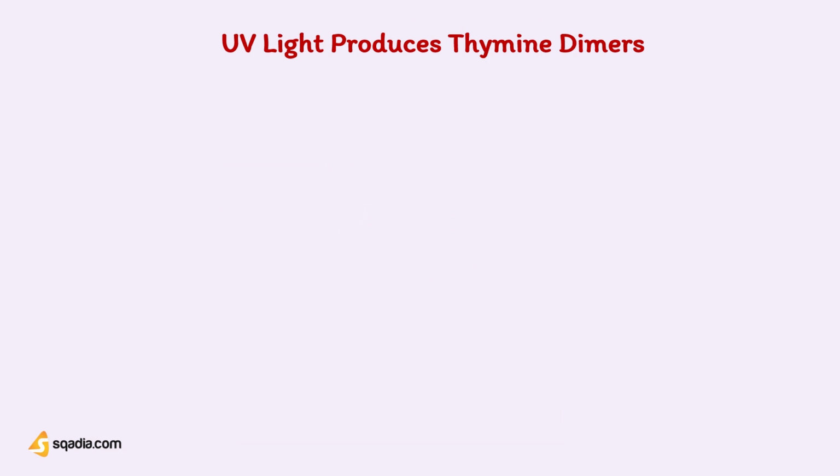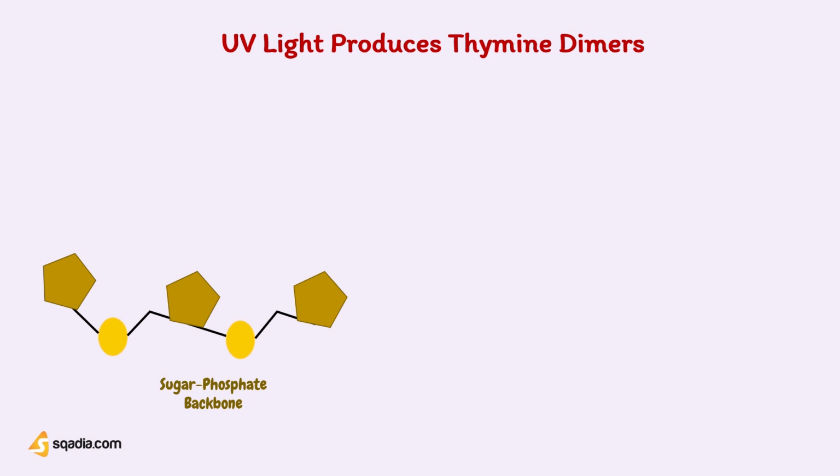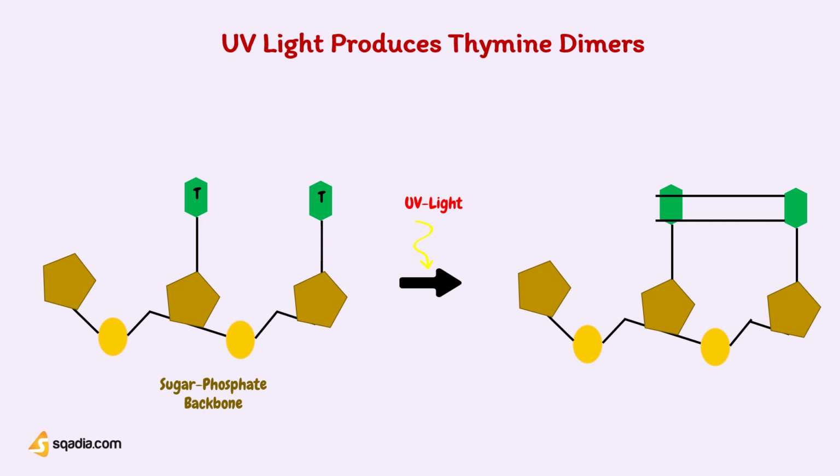Ultraviolet or UV radiation causes adjacent thymine to form dimers, which can disrupt the readout of genetic information. This is the sugar phosphate backbone, with thymine attached to it. Ultraviolet or UV radiation causes adjacent thymine to form dimers. A thymine dimer is formed as a covalently bonded complex of two adjacent thymine on a single strand of deoxyribonucleic acid.